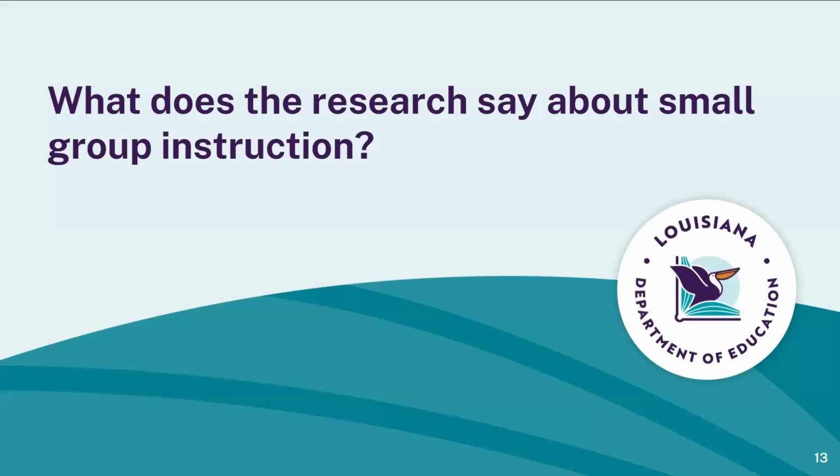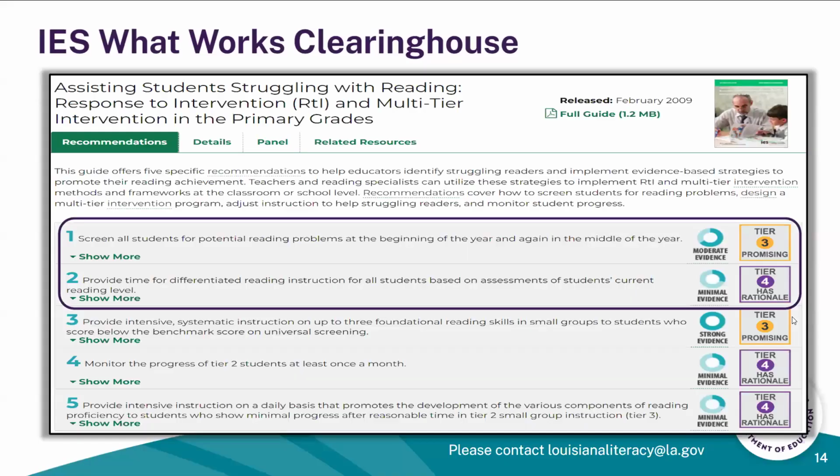What does the research say about small group instruction? The Institute for Educational Sciences, or IES, through What Works Clearinghouse, published a guide offering 5 specific recommendations to help educators identify struggling readers and implement evidence-based strategies to promote their reading achievement. Classroom teachers can use these strategies to adjust instruction to meet the needs of struggling readers and monitor their progress.